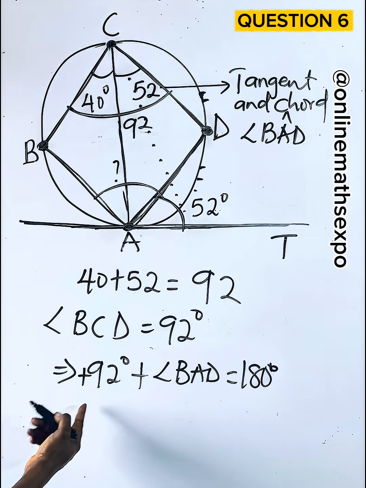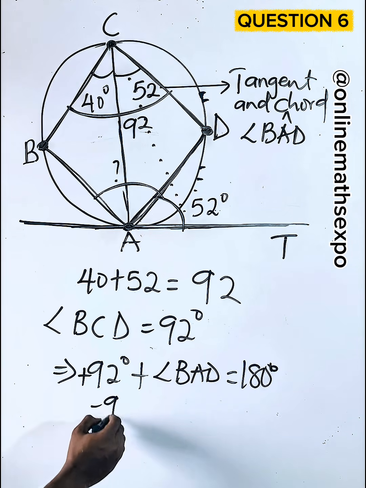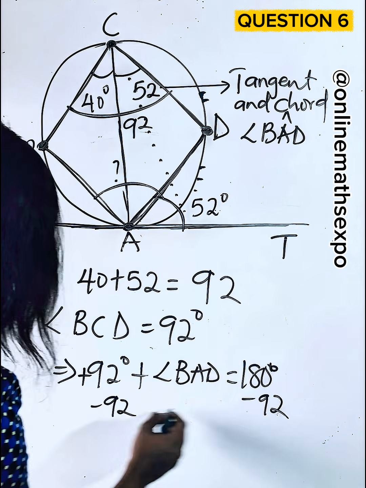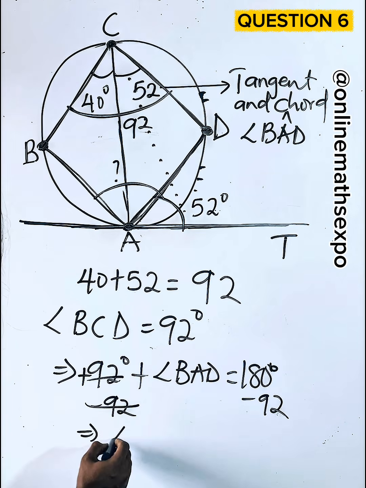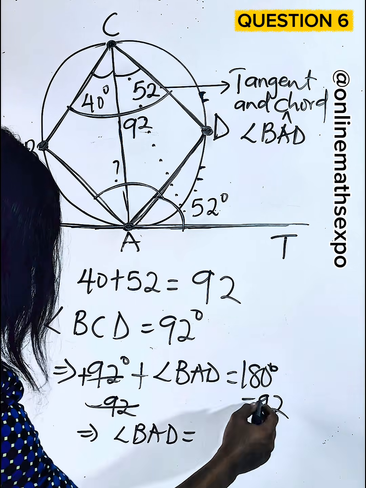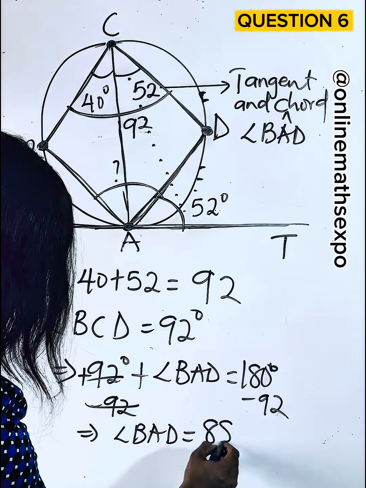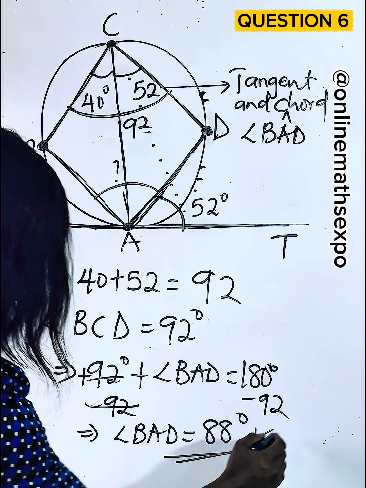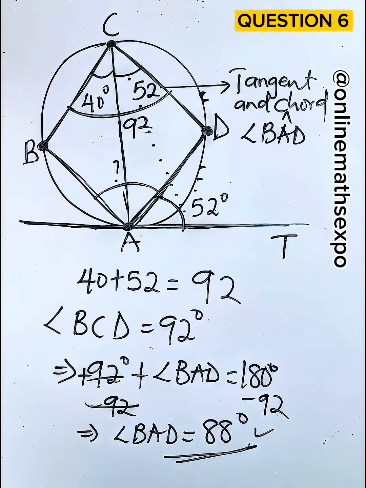So remember, this is positive. To remove it, subtract 92 from both sides. This will go off. So we have angle BAD is equal to, when you subtract this, 88 degrees. And that is the value of the angle we are looking for.